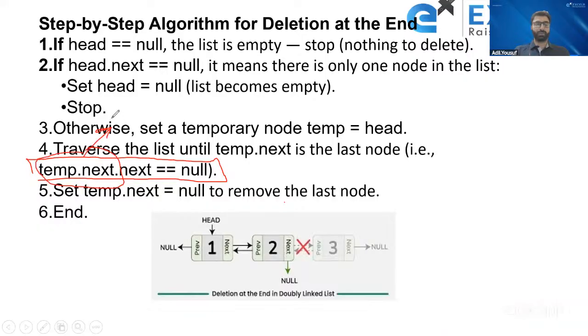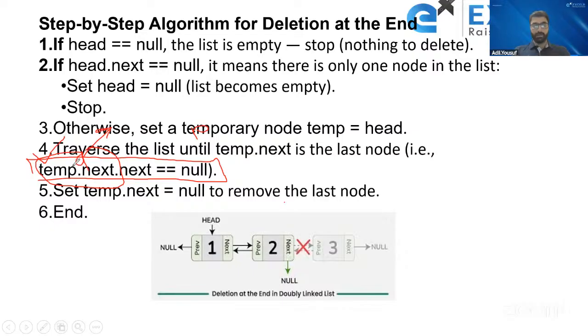It is any node. Suppose I have to traverse. When temp dot next is, say, the ninth node, ninth dot next is 10. When ninth dot next is equal to null, it means 10 is the last node. So I have to traverse till temp dot next.